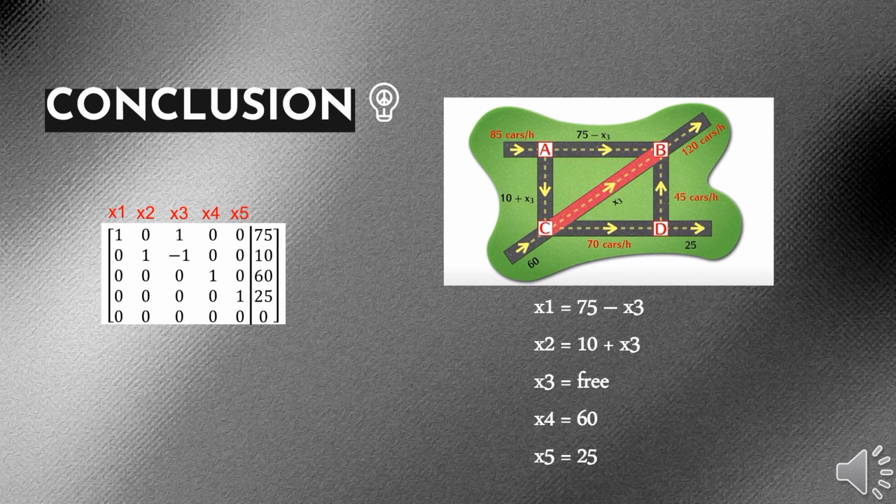To get the value of each variable, we need to read from the last row. The last row is written as x5 is equal to 25. Then x4 is equal to 60. Meanwhile, x3 is a free variable because it has no leading one. Then x2 is equal to 10 plus x3, and the last one is x1 is equal to 75 minus x3.